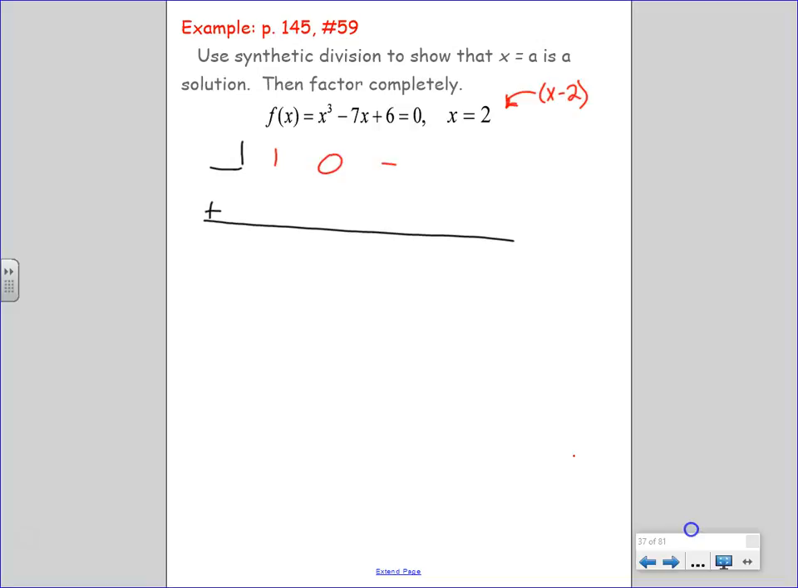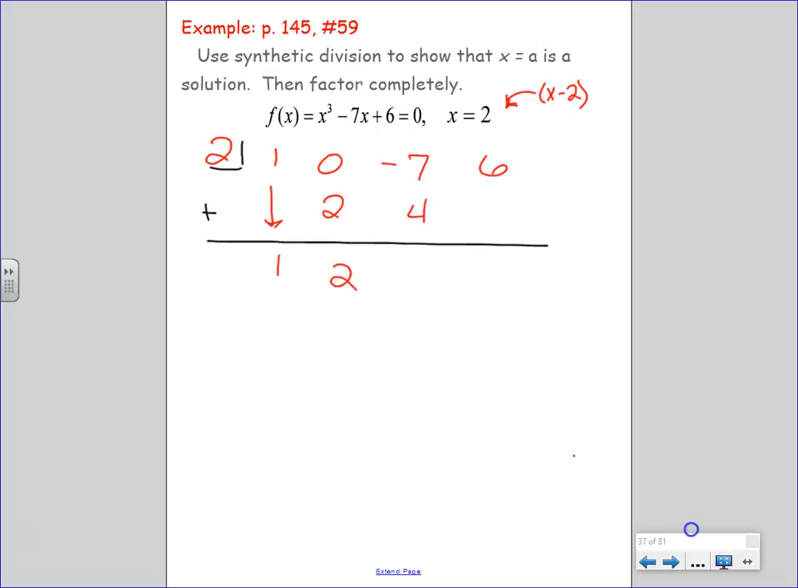Hopefully you use the coefficients 1, 0, negative 7, and 6, yeah? Remember your 0? Who did you throw in the box? Bring it down, multiply, add, multiply, add, multiply. How do we show it's a solution? The remainder is 0, of course it's a solution.